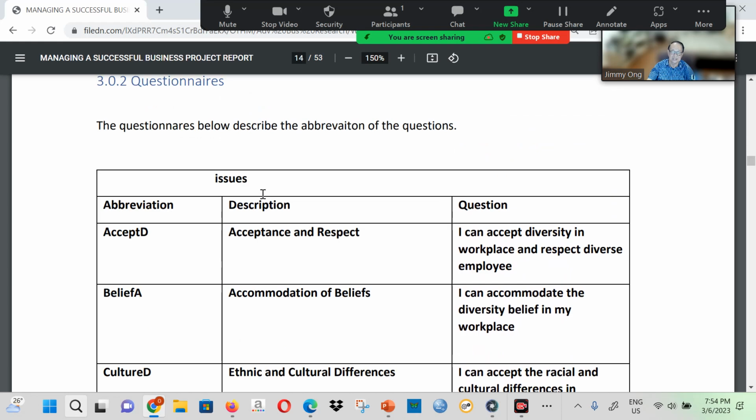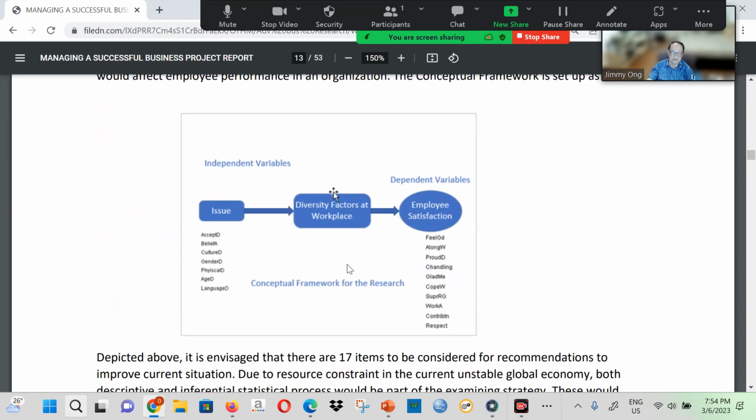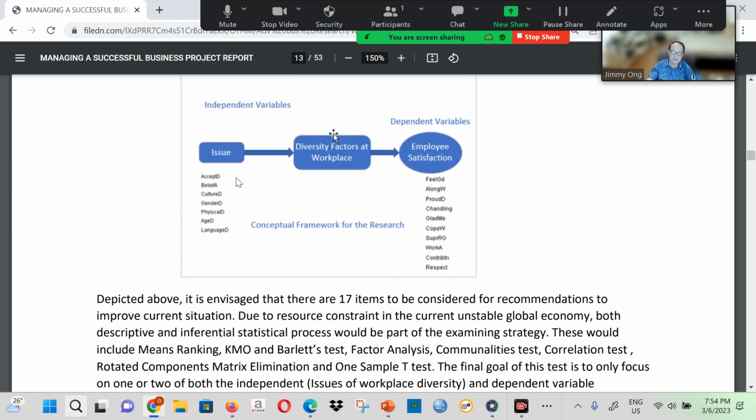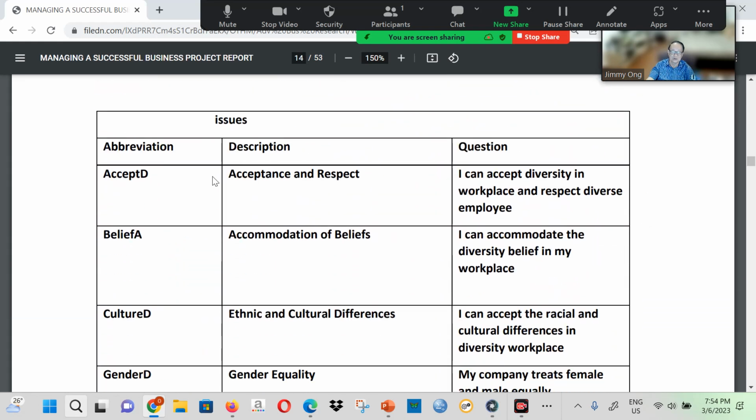And you see, these are the issue. We make it very clearly, these are the issue. Right, issue. Okay, issue, you ask what question to get the issue. You must know how to ask what question, right? Right. So these are the issue.